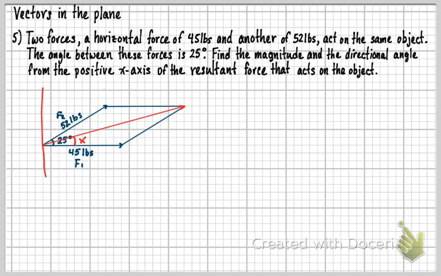If I think of this as my xy plane, then F1 I would call 45i. And I can look at F2 here. Now, in order to deal with F2 in terms of i's and j's, I would have to add a little more to this.